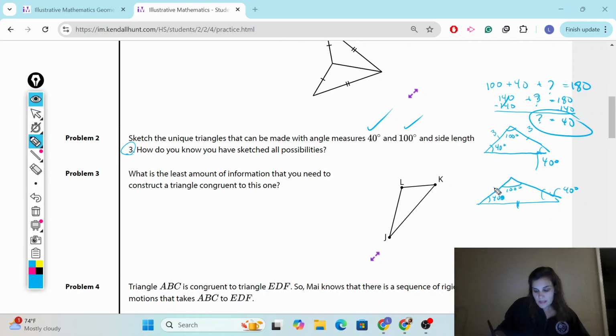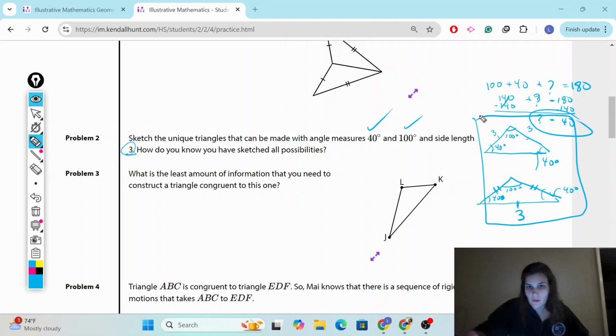We could also say we know this side is the same as that side, but those two sides don't necessarily have to be the side length of 3. We can actually have the side length of 3 down there. So we actually only have these two options for a triangle, because if the two angles are 40 and 100, the third one also has to be 40.